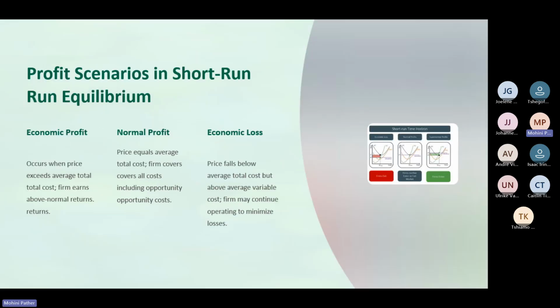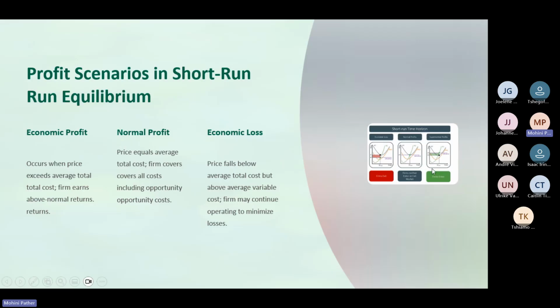Okay, so there are profit scenarios in the short run. You can make an economic profit, a normal profit, or an economic loss. These are the actual graphs. I just want to cover this briefly with you, and we'll probably do this in a little more detail, especially when we look specifically at these graphs, which very likely will come out in the exam. If you are making an economic profit, you are in a very beneficial situation, and this only occurs when your market price exceeds your average total costs. So your firm is then earning above normal returns.